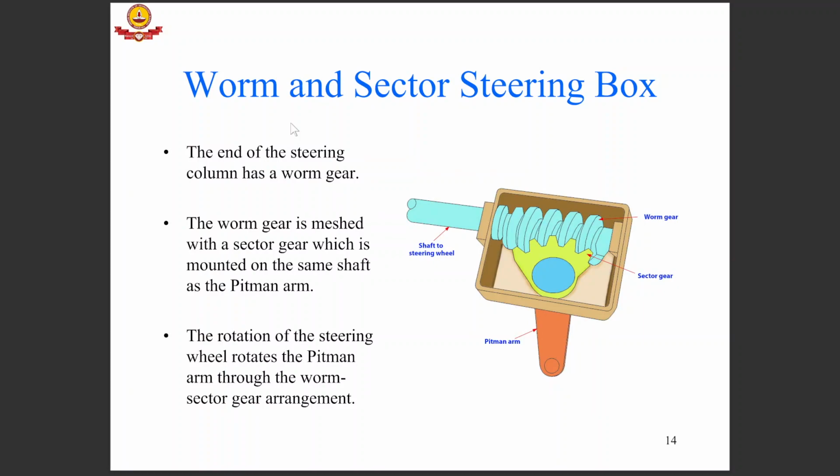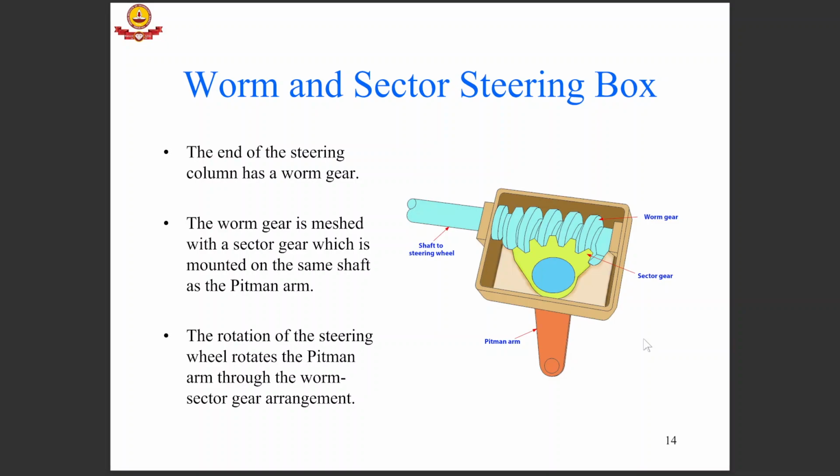So let's go inside and take a look at the worm and sector steering box. The worm gear is meshed with the sector gear, which is mounted on the same shaft as the pitman arm. So as the steering shaft rotates, this worm gear rotates and this sector gear would also rotate, rotating the pitman arm. Now, one benefit of such a worm gear arrangement is that worm gear arrangements are non-back drivable.